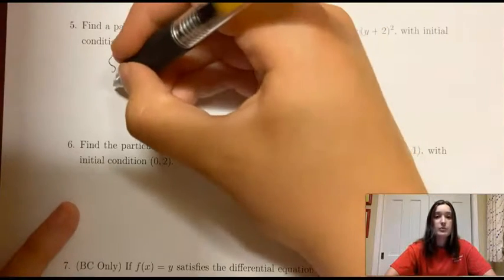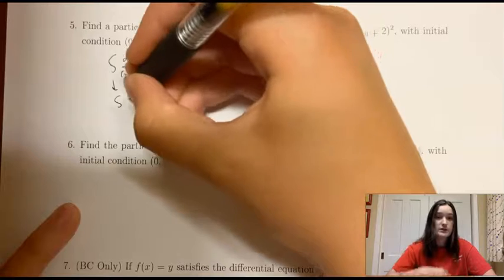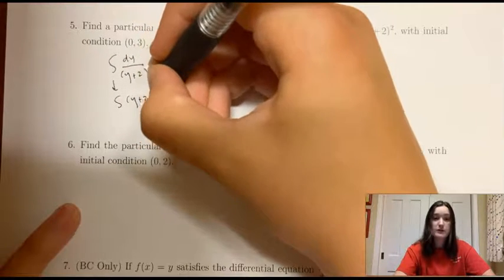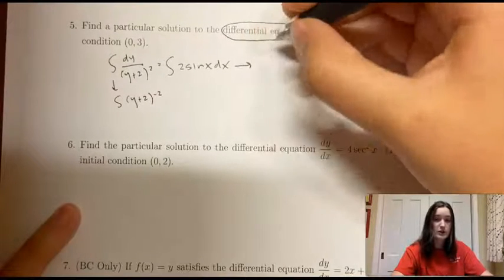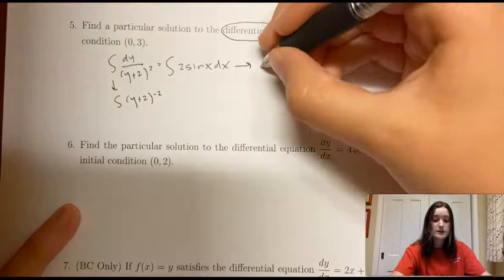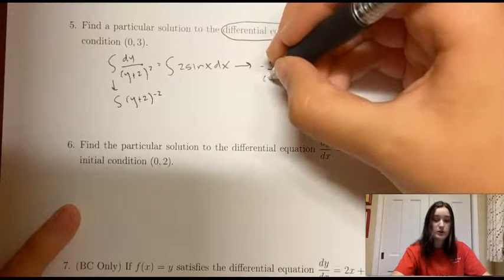And something that I want to point out here is not every time that you have dy over something is it going to be ln. In this case, I rewrote it as the integral of (y + 2)^(-2). Because you have that exponent of 2, you're not going to have ln. It just turns into a regular integral, and it is going to be, let's see, negative 1 over y + 2.